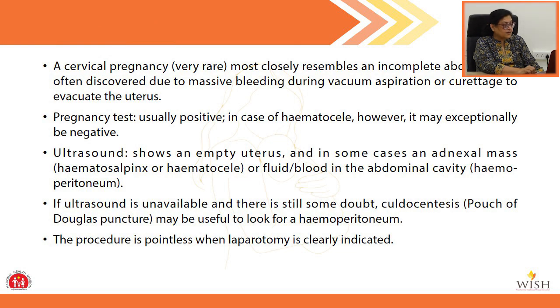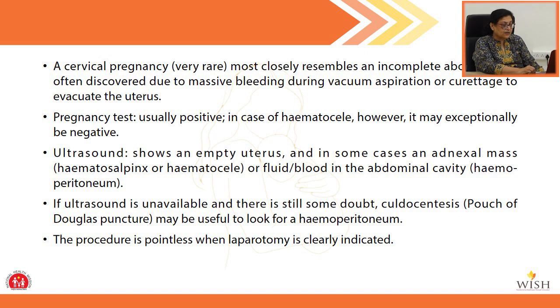A cervical pregnancy is very rare. It most commonly resembles an incomplete abortion. It is often discovered due to massive bleeding during manual vacuum aspiration or curettage to evacuate the uterus. Pregnancy test would be positive, usually. Very rarely it may become negative. Ultrasound shows an empty uterus and in some cases an adnexal mass and fluid and blood in the abdominal cavity.